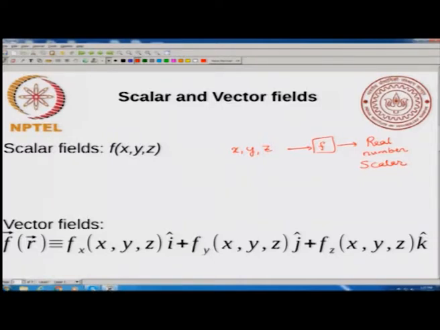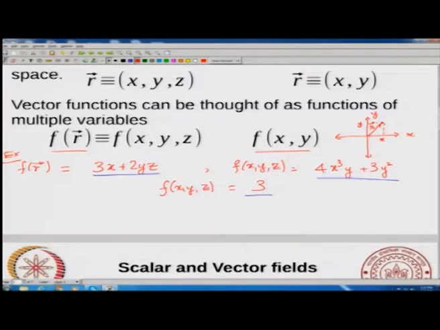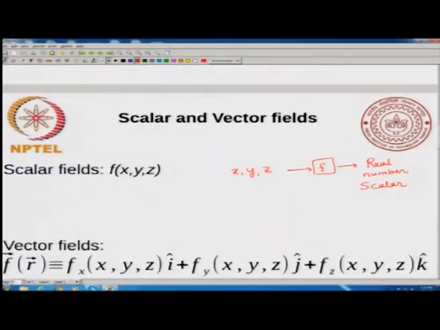Okay. So this is called a scalar field. And the examples that we talked about here are all examples of scalar fields. In scalar fields you have the function which is just a scalar. That means given x y z, it returns a real number or a scalar.